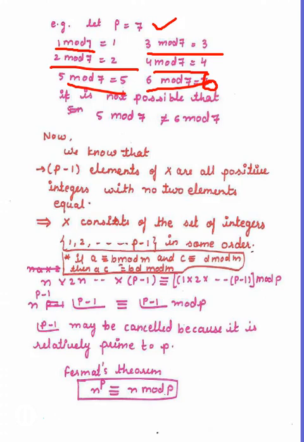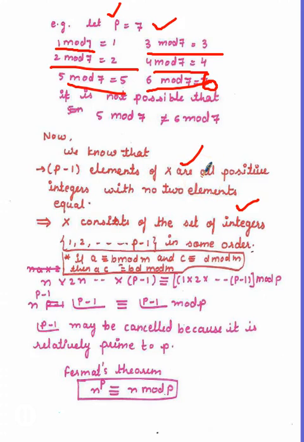Now we have found out the two facts about set X. Set X has p minus 1 elements. All are positive integers with no two elements equal. Set X consists of the integers 1 to p minus 1 in some order. Because if we have a prime p and all the positive integers less than p, and then we take mod, it is again repeating those elements in some order.